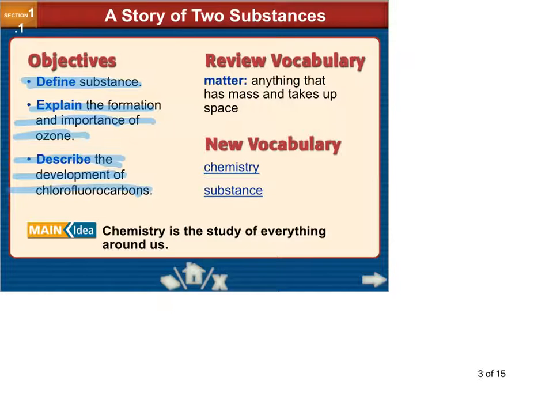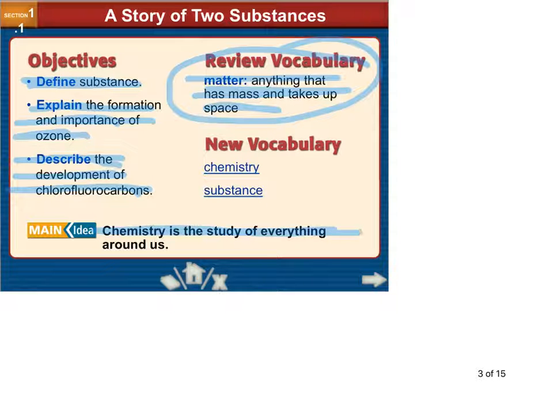Review vocab: matter, anything that has mass and takes up space. You just want to make sure you get vocab written down. Main idea, that's a key thing you'd want to write down. Chemistry is the study of anything around us. As we go through, we'll come up with definitions for chemistry and substance.